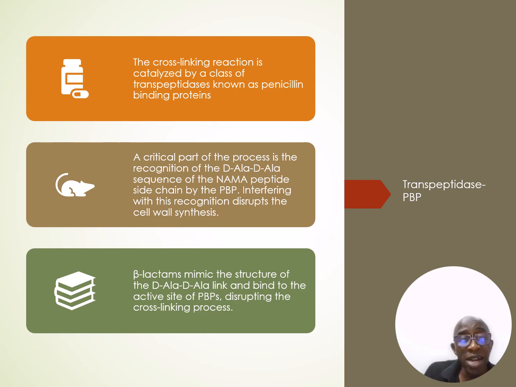They have to be able to recognize the DLR during the cross-linking. And what it means is that if you have anything that resembles the D-alanine moiety, you can actually bind on it. So interference with the binding, or with the recognition, disrupts the cell wall synthesis. Now, because the beta-lactams look like the D-alanine moiety, they can stand in the place of D-alanine and D-alanine, so they will deceive the penicillin binding protein, disrupting the cross-linking process, and that's how they kill the organism, because they disrupt the cell wall synthesis.